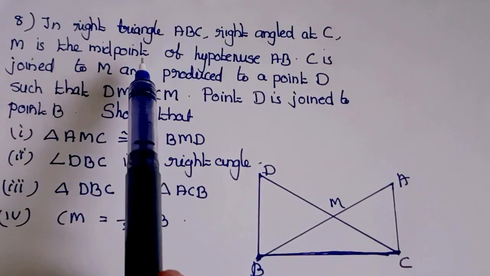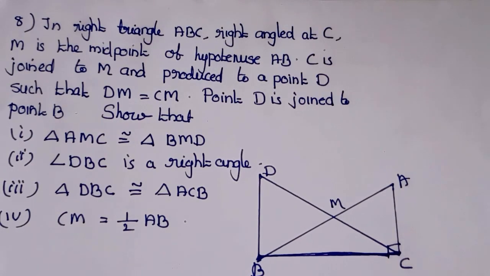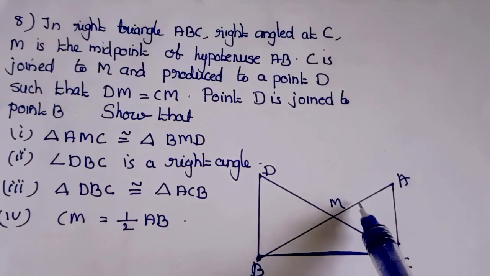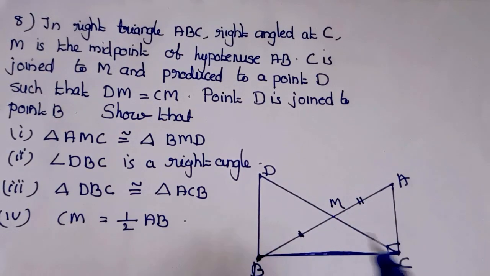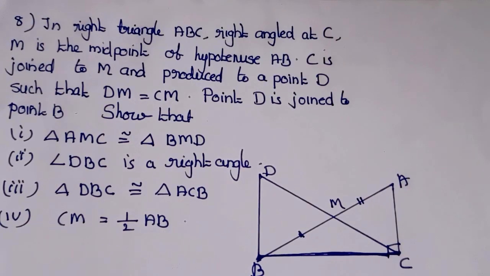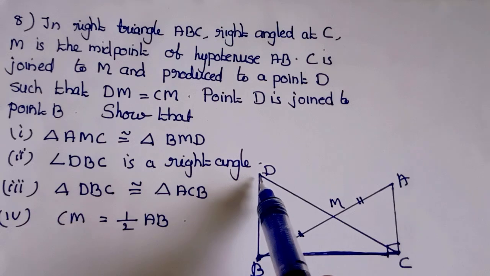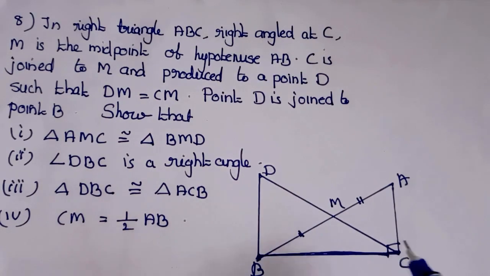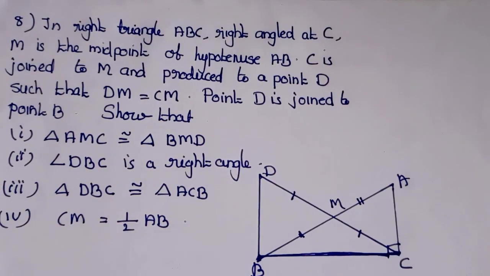Okay, 8th question. In right triangle ABC, the right angle is at C. M is the midpoint of hypotenuse AB. So here AM equal to BM. It is also given. C is joined to M and produced to D such that DM equal to CM. It's also given. Point D is joined to B.